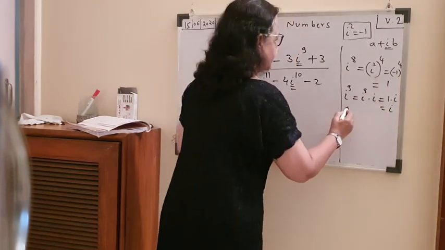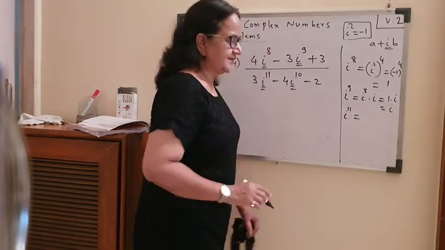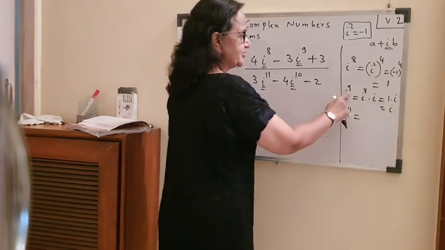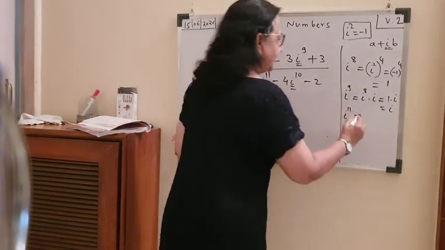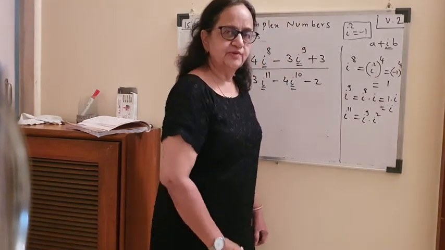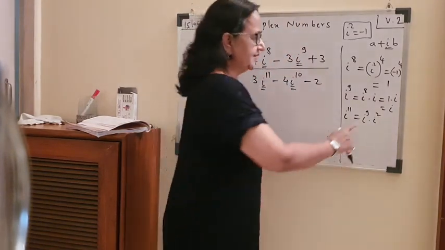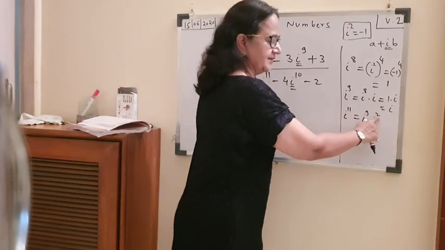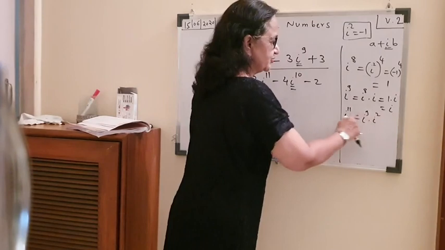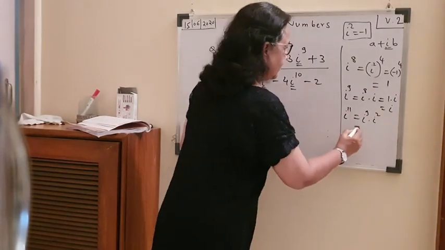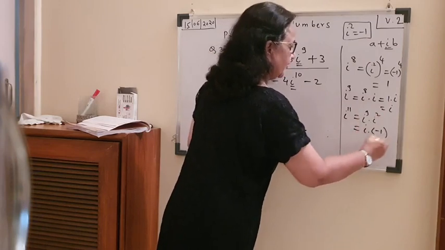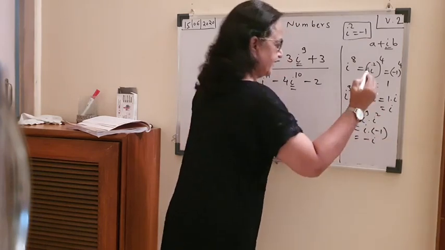i raised to 11. Otherwise I would have done it as i raised to 10 into i. But right now i raised to 9 is on the board. So I can make use of that and write this as i raised to 9 into i raised to 2. Which law of indices am I using? a raised to m into a raised to n is a raised to m plus n. You need to add the indices. 9 plus 2 will make it 11. Okay? And i raised to 9 you got i, and i squared you got minus 1 always. So this is minus i.